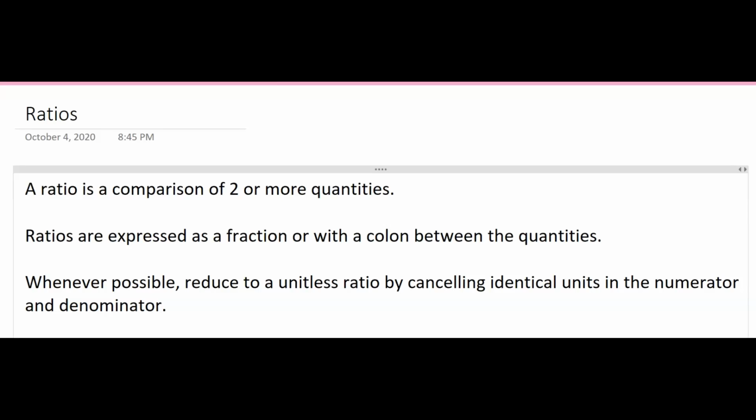In this video, we're going to take a look at ratios. A ratio is a comparison of two or more quantities. We will mostly look at two quantities, and we will see one example where it is comparing three quantities. Ratios are expressed as a fraction or with a colon between the quantities. Whenever possible, reduce to a unitless ratio by canceling identical units in the numerator and denominator.